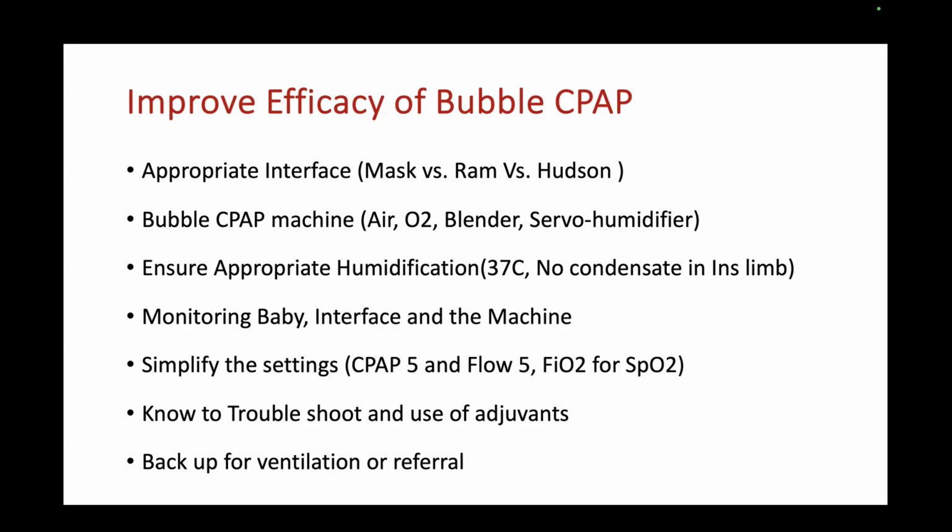Simplify the setting. Remember the rule of 5 and 30% so that all the nurses in the unit are able to do bubble CPAP on their own. And always know the troubleshooting, which we'll discuss further, to ensure that we are not missing any important points for success of CPAP. Adjuvants like caffeine, feeding, minimal enteral nutrition, coating of mouth, developmental supportive care, and pain relief all help in improving the success of bubble CPAP. And if you're using bubble CPAP, always ensure that backup ventilation or backup respiratory support is available.